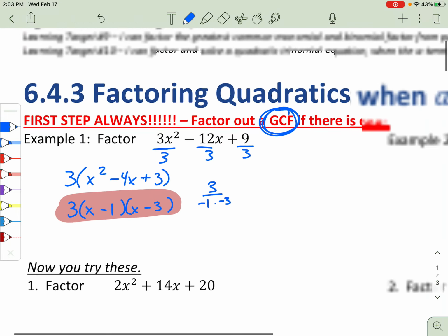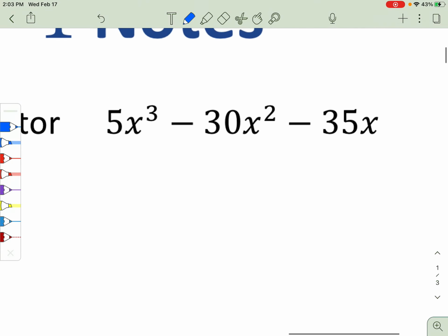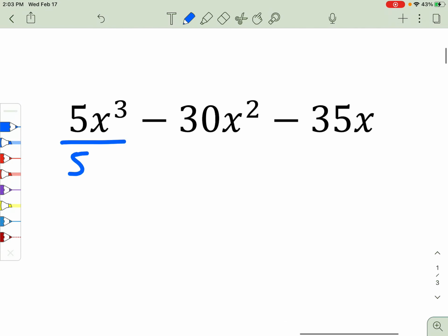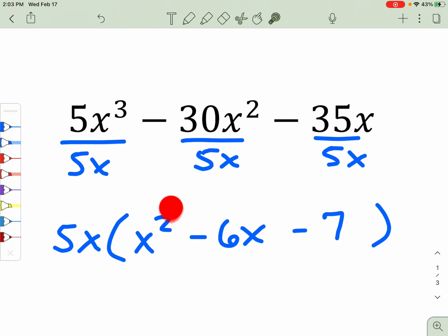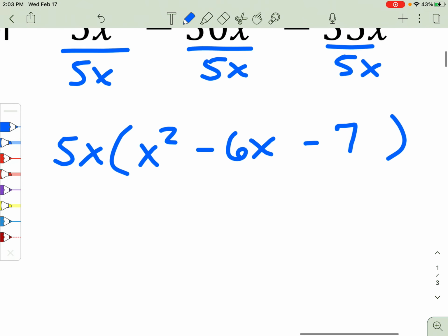Okay, same thing with example 2. You want to factor out the GCF first. So we factor out a 5x. Okay, 5x goes on the left. You're left over with x squared minus 6x minus 7. Because remember, 3 minus 1 gives you 2, 2 minus 1 gives you 1, and 1 minus 1 gives you 0, right, in terms of the variables. Okay, so almost done here.